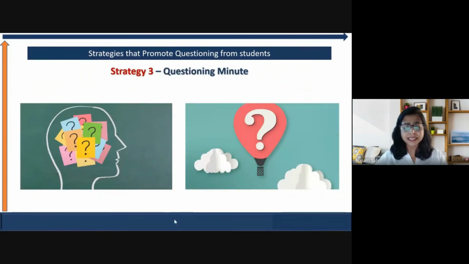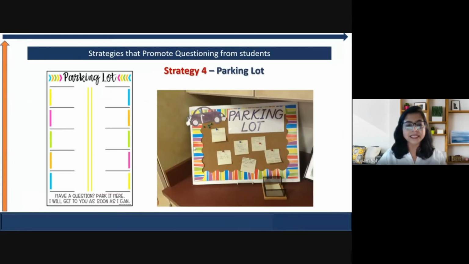The third strategy is known as a questioning minute. Every time you have finished a small concept, you can ask the children, all right, let's stop for a minute. And I want you to create at least one or two questions based on what we have studied so far. So that's known as a questioning minute. And then they can exchange or ask the questions to their classmates. This could be a good revision technique wherein you are not creating questions, it's the students who are creating questions, right?